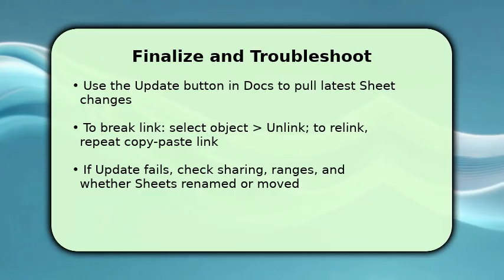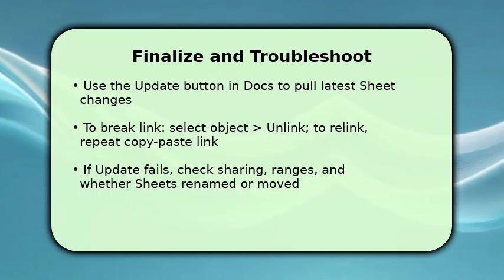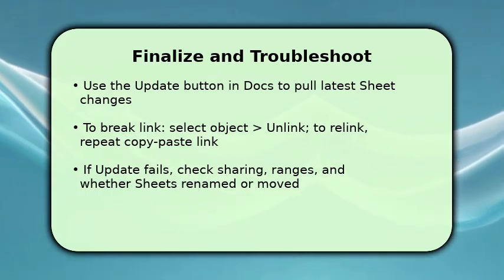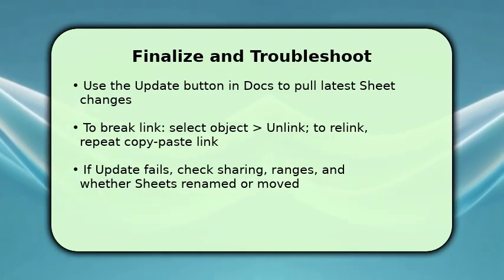If an update fails, check sharing settings first, then verify the exact range still exists and the file wasn't renamed. As a key tip, restore access and relink if the embedded object shows a broken link icon.